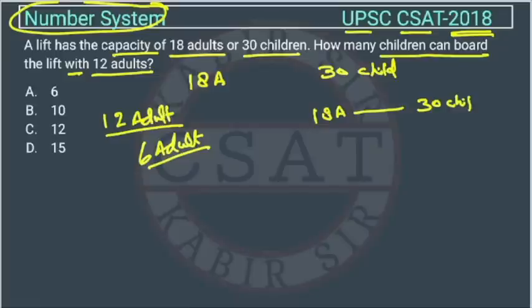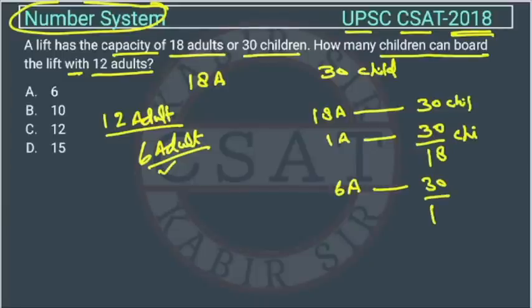So one adult will be equal to, I am using the unitary method, right. So one adult will be equal to 30 upon 18 children, but we need 6 more adults. So 6 adults will be equal to how many children? So this will be 30 upon 18 into 6 children. Cut with 6, 3 times, and cut this with 3, we get 10, right.